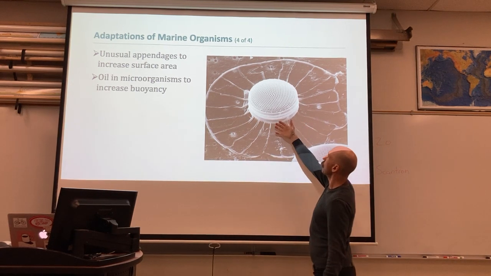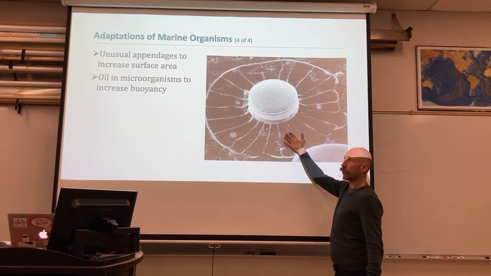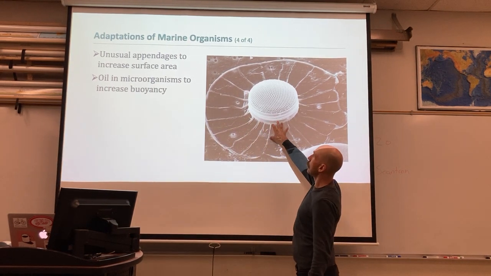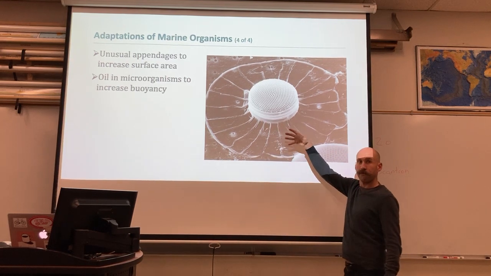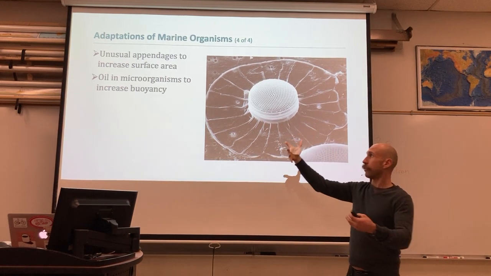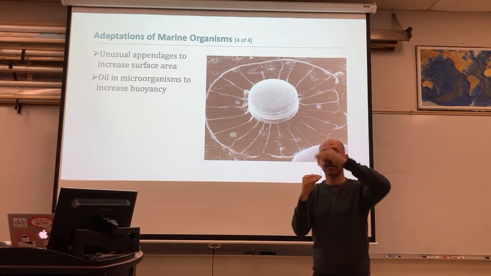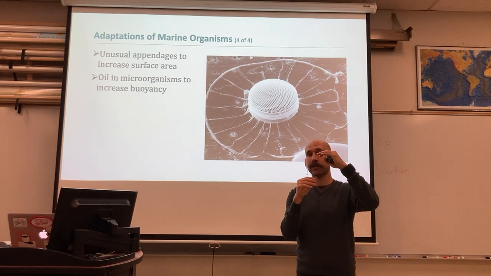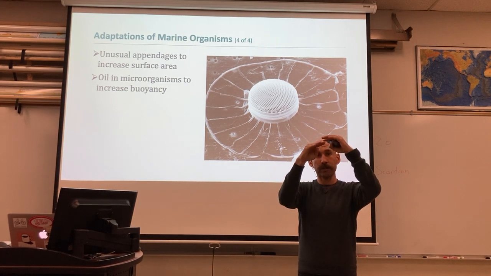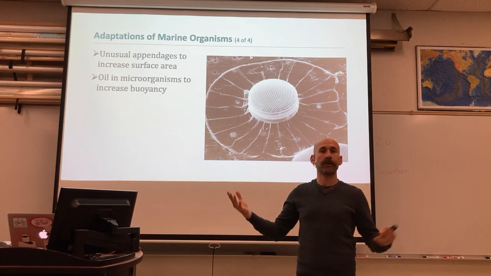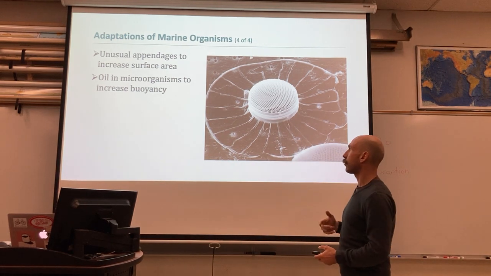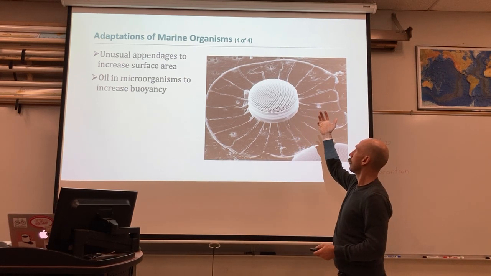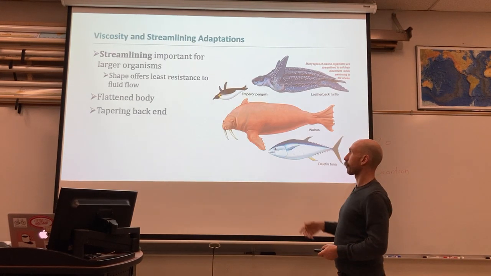Certain adaptations include appendages to increase surface area or oils to increase buoyancy to keep these marine organisms floating, because phytoplankton need the sun, so they've got to be close to the surface. Zooplankton eat phytoplankton, so they've got to be close to the surface. If the floaters sink, they're not going to be able to reproduce. So natural adaptations help keep these various organisms afloat.